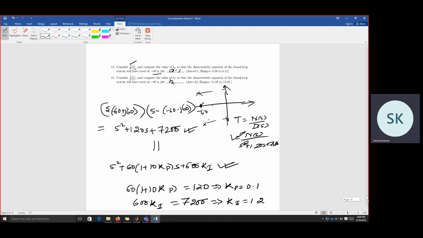So this is the same for the input R also. If we are saying that Y(s) by R(s) has poles at this location, it is the same. So the response of this closed loop system to R(s) will be defined by these poles, because this is a second order system and these are dominant poles. So it will be defined by this.